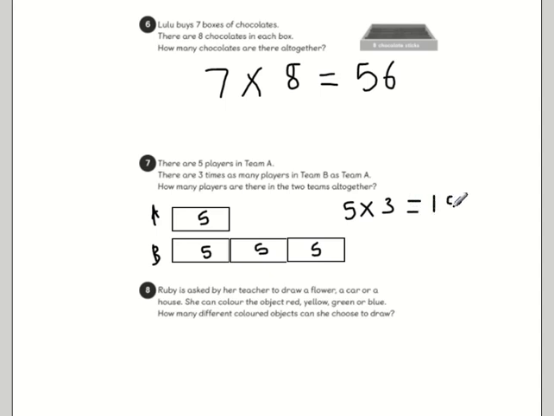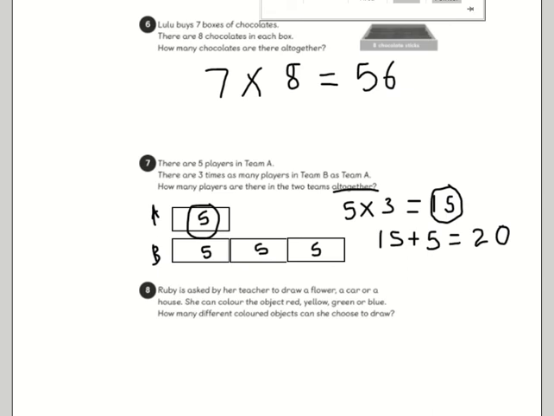But is that the end of the question? I'm hoping you said no, because we need to work out how many players there are in the 2 teams all together. So I need to add 15, and I'm going to add 5 because there's 5 in Team A and 15 in Team B. So I'm going to do 15 add 5, and hopefully if we know our 5 times table, that will help us as well. 15 add 5 equals 20. So there's 20 people in the 2 teams all together.